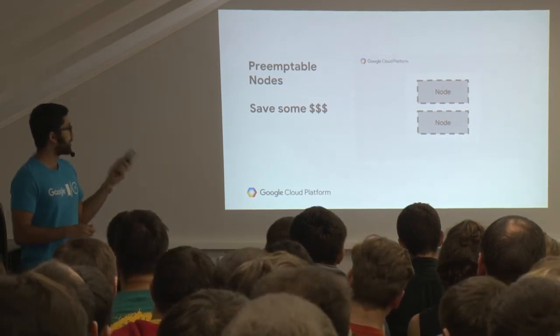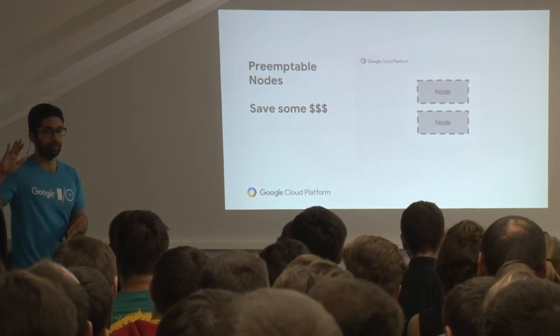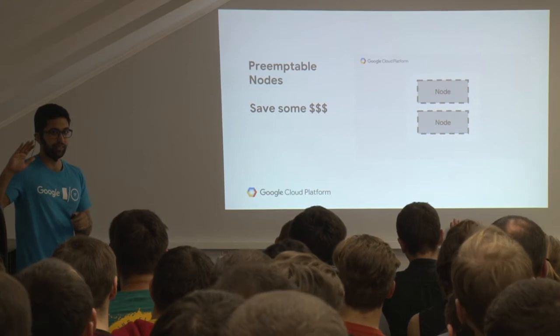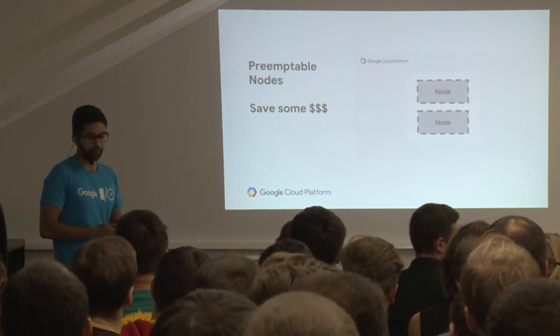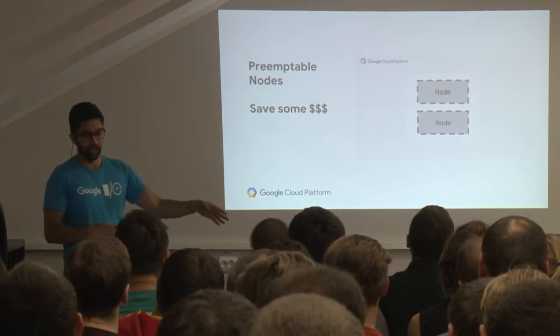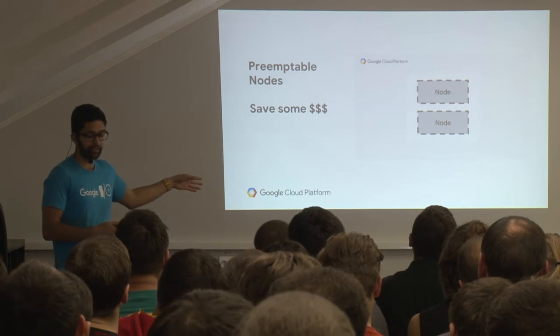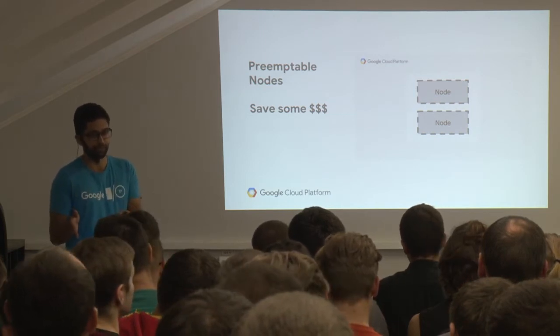The last one is preemptible nodes. How many people are familiar with preemptible VMs? How about AWS Spot instances? Yeah. So these are similar to Spot. I think AWS changed to be closer to what we do, which is you just get a discount of up to 80% on the instance, and the catch is it only runs for 24 hours.